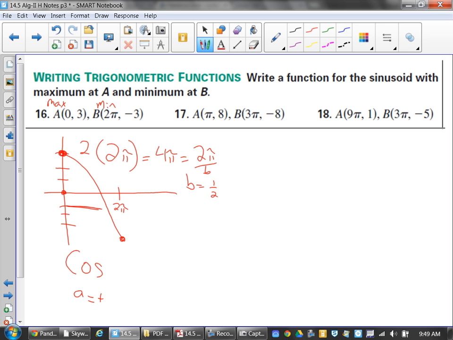One last thing to look at here. Do we have a vertical shift? No. There's no vertical shift because your y coordinates have the same absolute value. You see that?